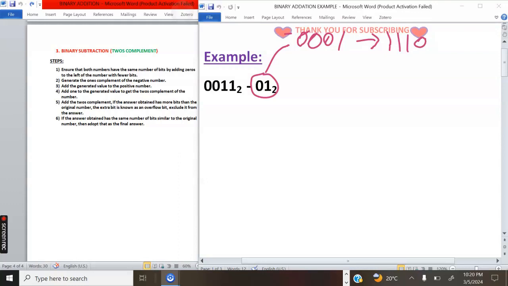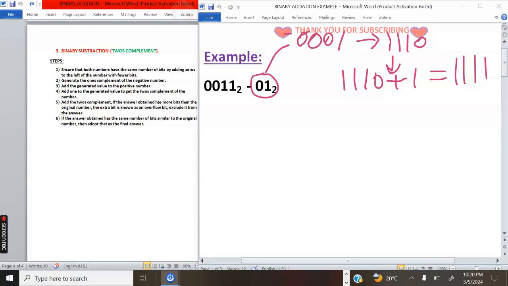You add one to the generated value. So what am I supposed to do? I will take this generated number, 1110, plus 1. Remember the rules: 0 plus 1 gives you 1. Therefore, the answer will be 1111. So we have added one to the generated value to get the two's complement. Let's move to the next part.